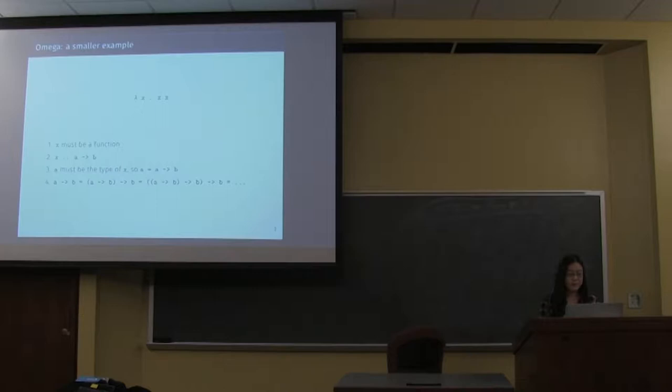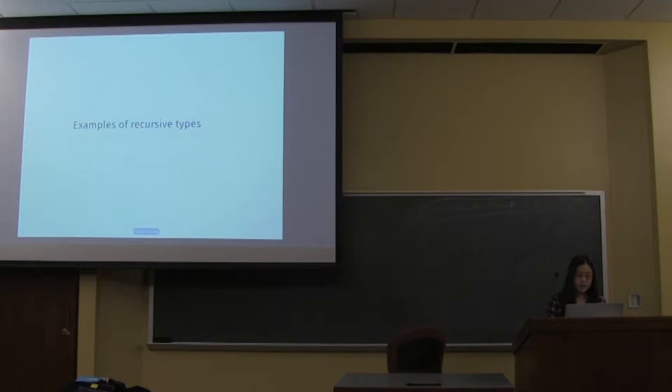So we can see that simple types are not really sufficient to type some of these expressions. And that includes both the expression I just showed, which is the omega combinator, and the Y combinator. Both of these expressions have x applied to itself, so we know that it's not going to work. The solution to our little dilemma here is to introduce recursive types. So let me go on with more examples to illustrate what recursive types are.